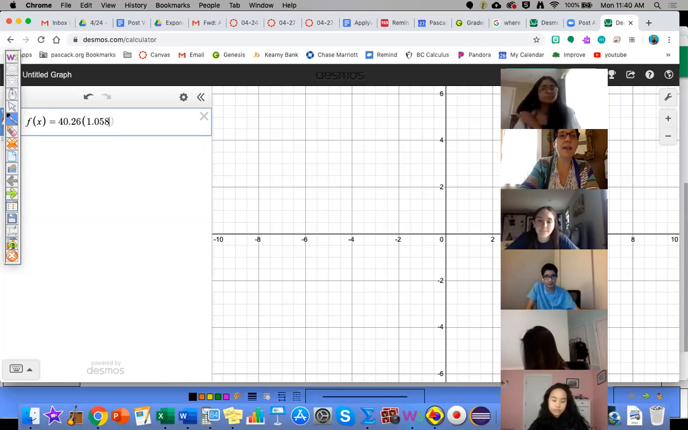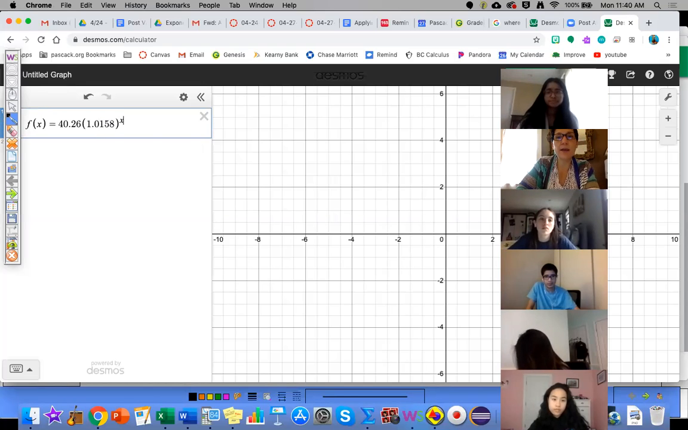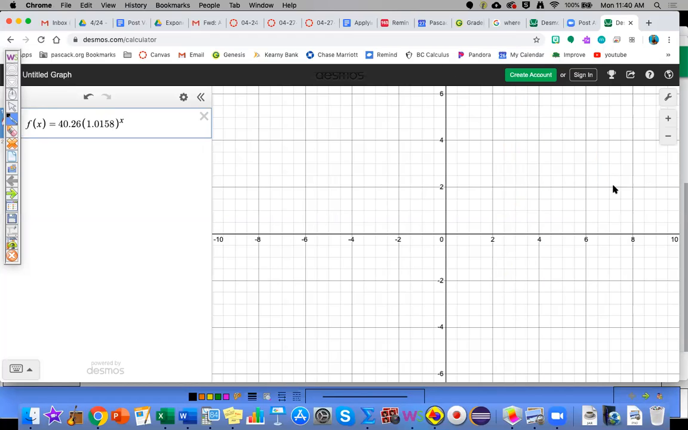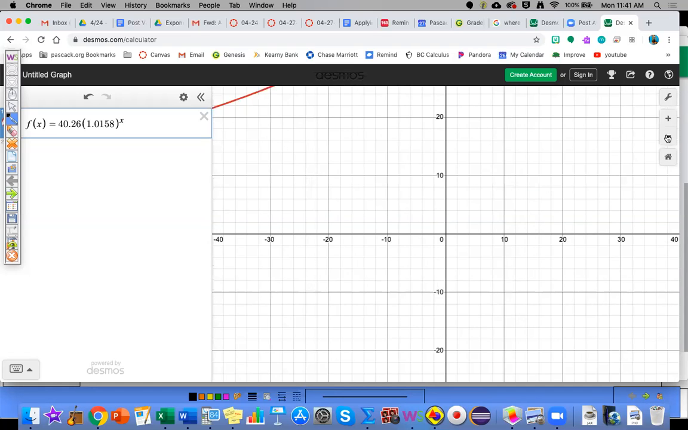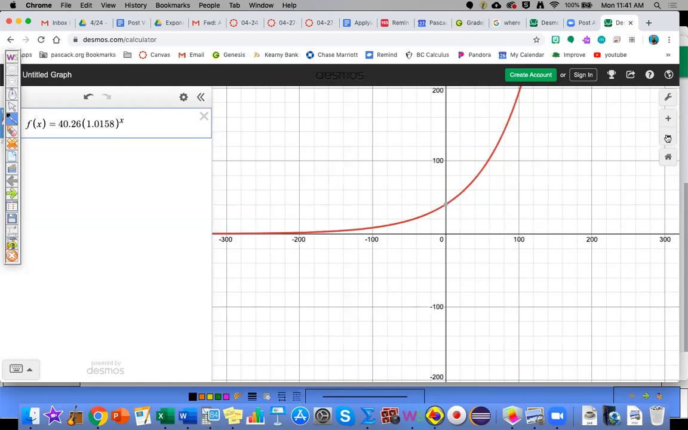So 1.0158, and that's raised to the x power, right? Then I have to move you guys out of my way here. So now if I hit graph, you can't see it. How come I can't see the graph? What's that? Your domain and range restrictions are too small. Right, this axis is way too small. So if I zoom out, now we can actually see what the graph looks like.